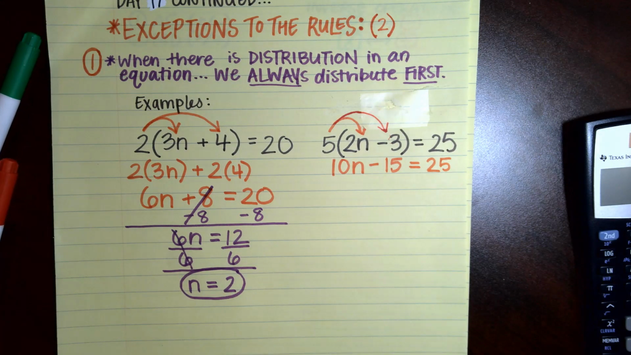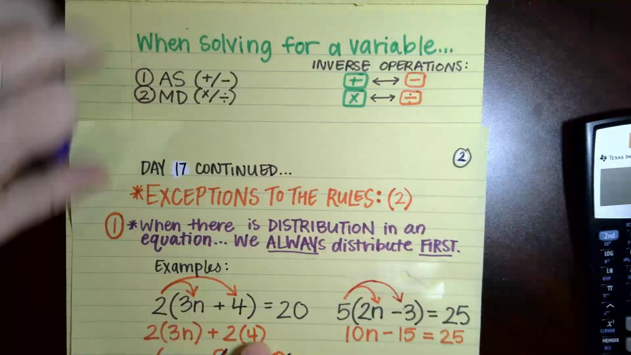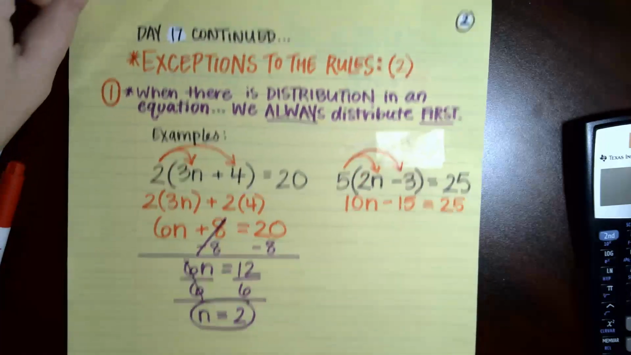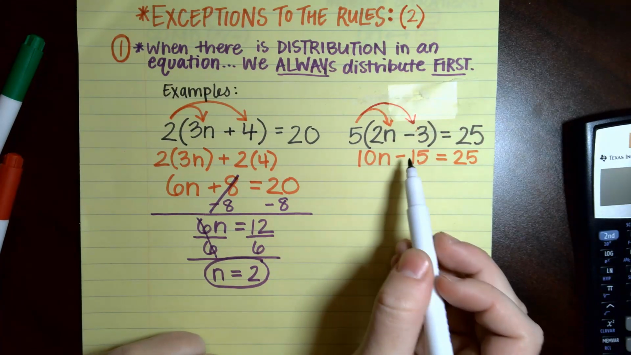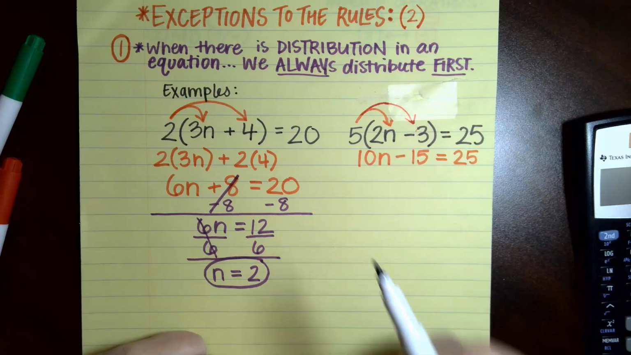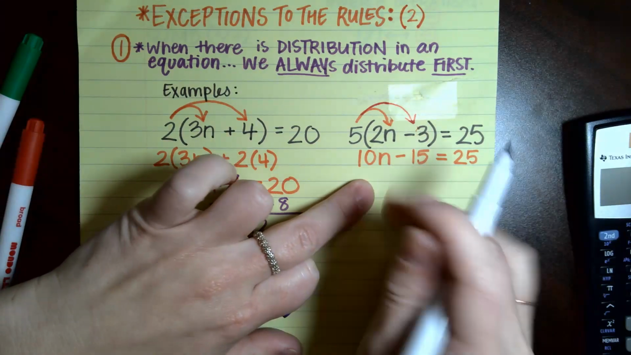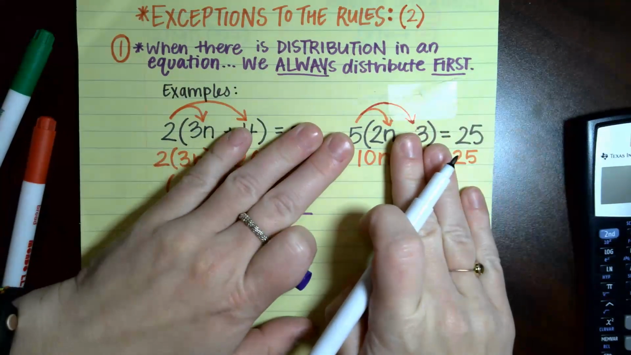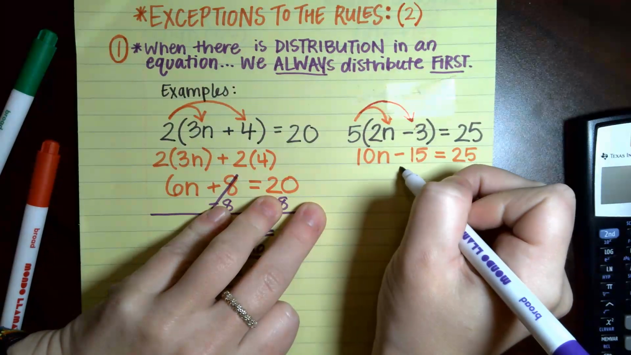Plus 15. Ooh, we don't want to forget our rules. We always do addition and subtraction first when we're solving. Then we do our multiplication and division. So we have 10 times n minus 15. So Kiana, you are correct. We are going to add 15 first. We have to get all of the addition and subtraction gone before we can separate 10 from n. So let's do that first.